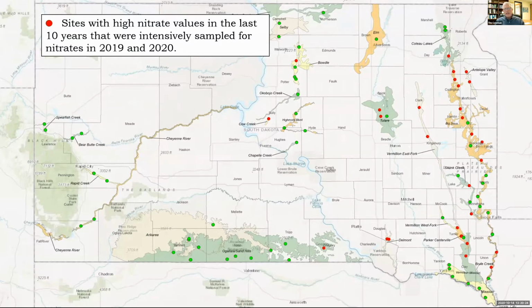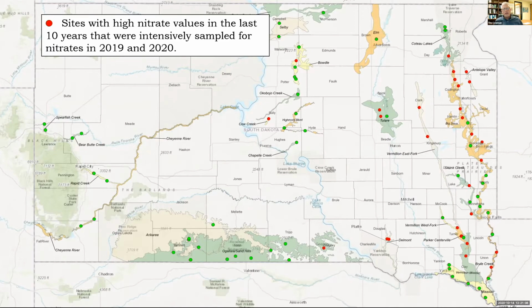In 2019 and in 2020, we implemented a program to go back to those sites and sample them intensively during the growing season to see if we were seeing any fluctuations, whether it's lows or highs in nitrate values over the months of the growing season. So basically, all the sites you see in red here are sites where at some point in the last 10 years, we've seen more than 10 parts per million coming from that aquifer at that site. And so those are the sites that were picked up in this intensive sampling program.